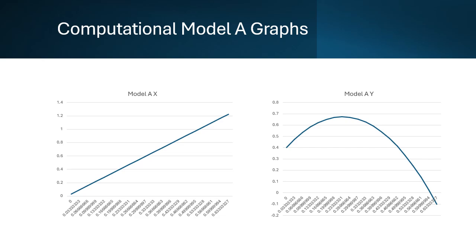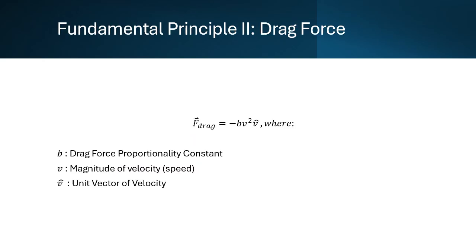specifically for this lab. Introducing our second fundamental principle specifically for this lab, drag force. The drag force is equal to negative b v squared times v hat, where b is the drag force proportionality constant, v is the magnitude of velocity, also known to most of us as speed, and v hat is the unit vector of velocity. This force is proportional to the square of the object's speed and points opposite to the motion of the object.